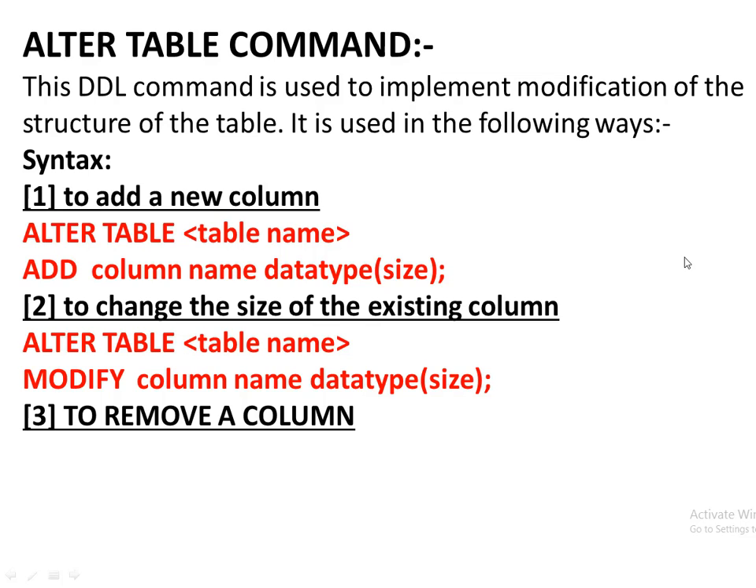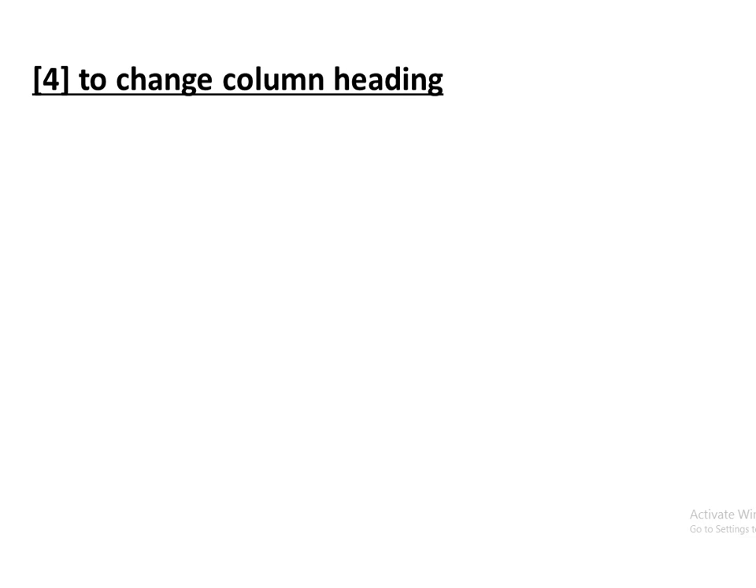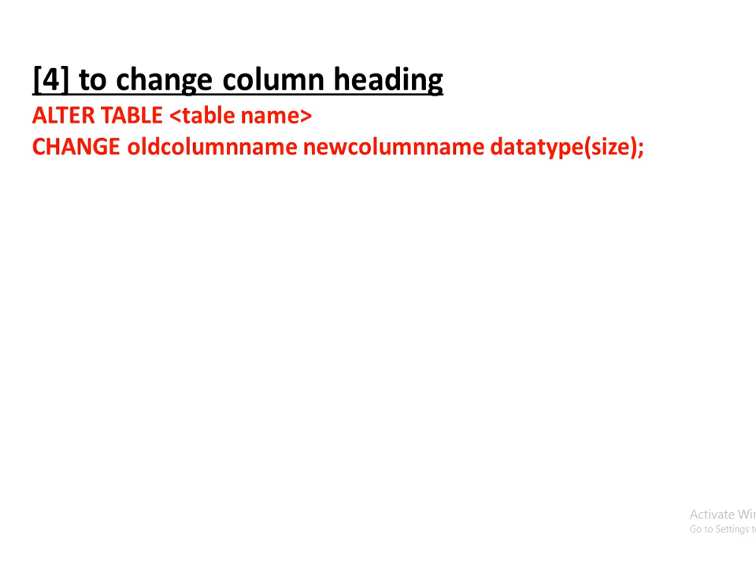If I want to remove a column, then what do I write? Alter table, table name, drop column name. To change the column heading, alter table, table name, change, note this keyword, change old column name, new column name, data type.